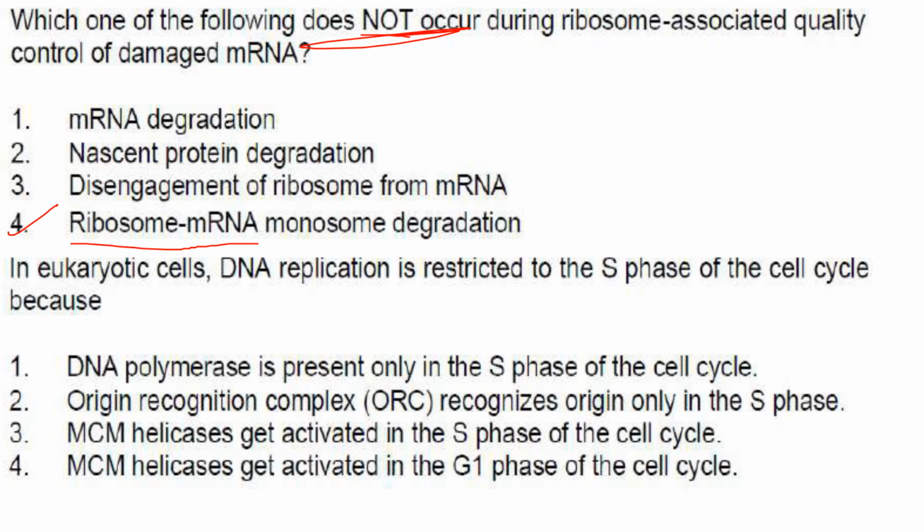Then next one. In eukaryotic cells, DNA replication is restricted to the S phase of the cell cycle because DNA polymerase is present only in the S phase? No. Origin replication complex recognizes origin only in the S phase? No. MCM helicases get activated in the S phase of the cell cycle. That is correct. MCM helicase gets activated in the G1 phase? No. They are inactive during the G1 phase of the cell cycle and they get activated during the S phase. So 3 is the answer.